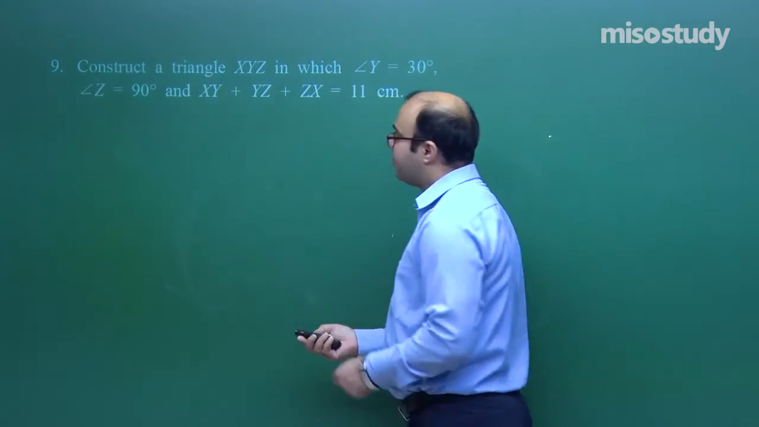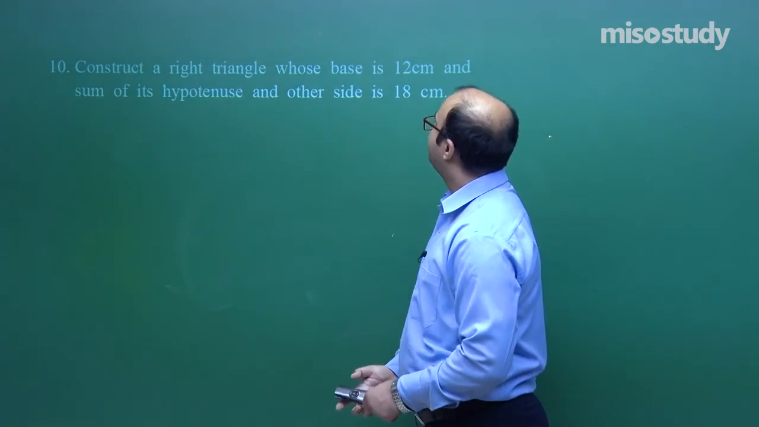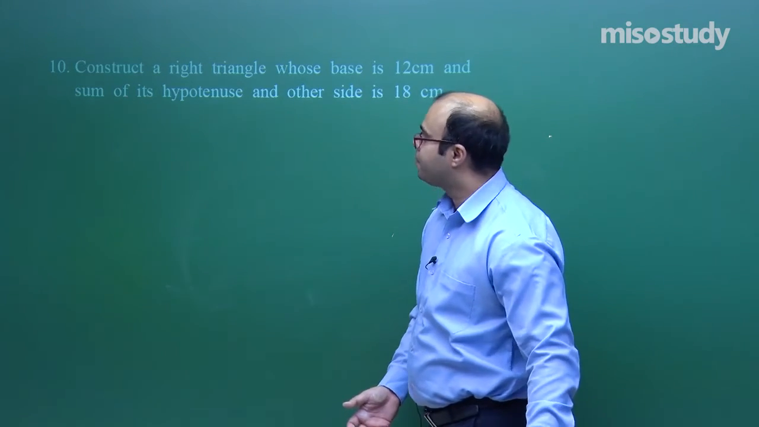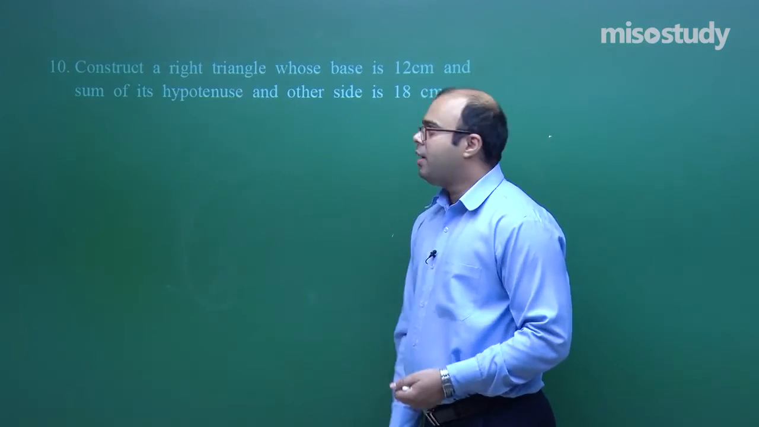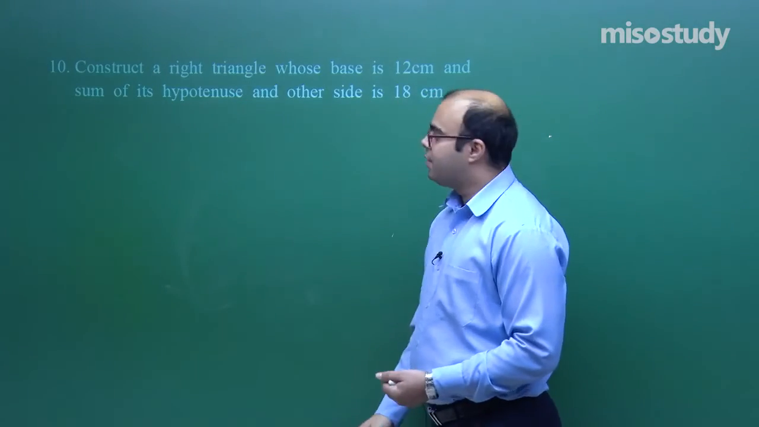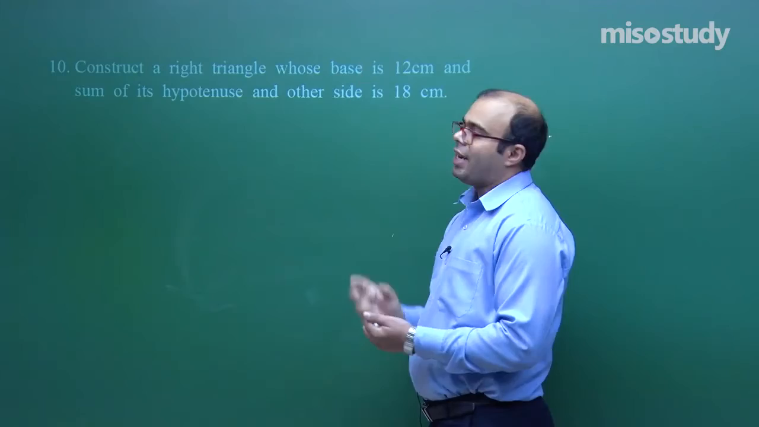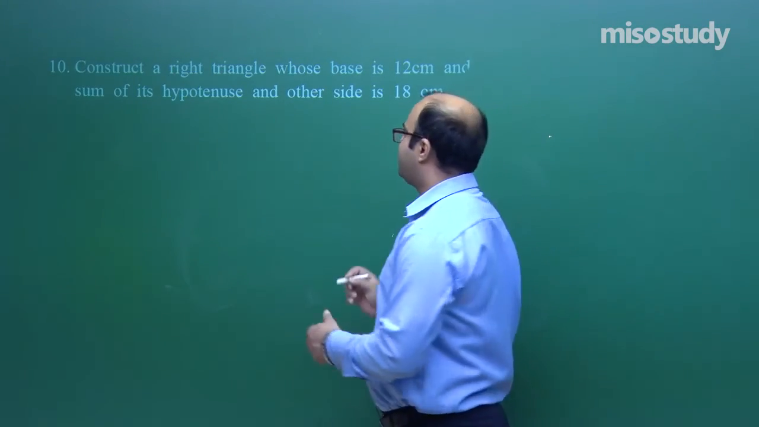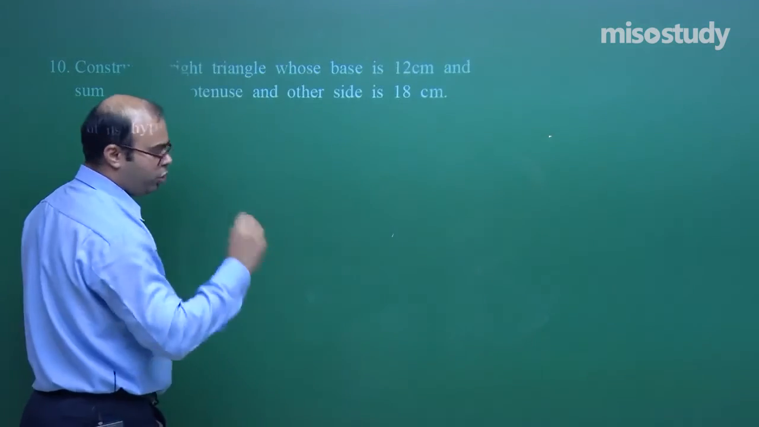In the next question, construct a right triangle whose base is 12 centimeter and sum of its hypotenuse and other side is 18 centimeter. So here an angle is given, base length is given, and sum of other 2 sides is given. One is hypotenuse, another is another side. Its sum is 18 centimeter. So similar situation is there as we did in question number 6.